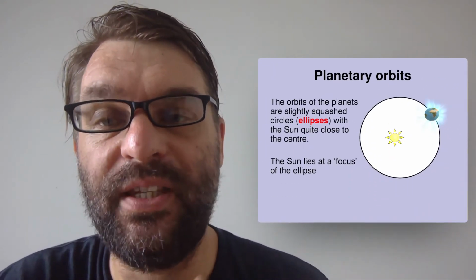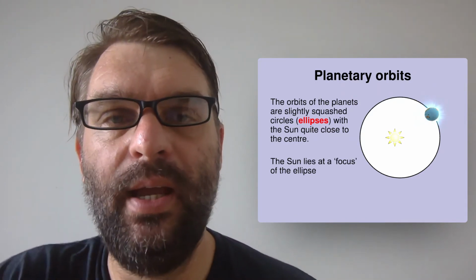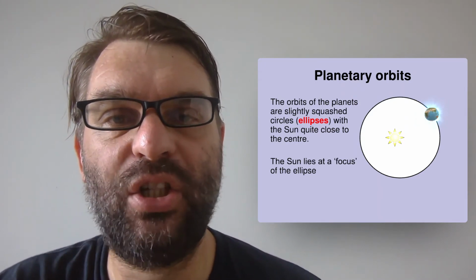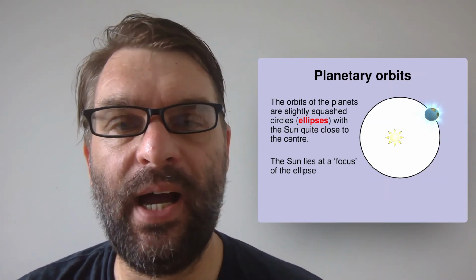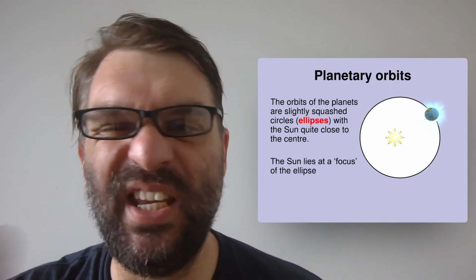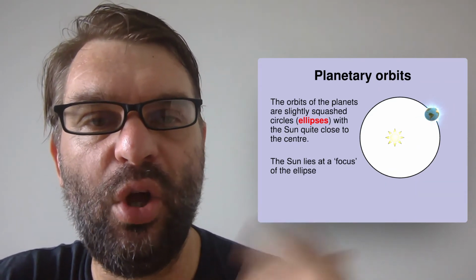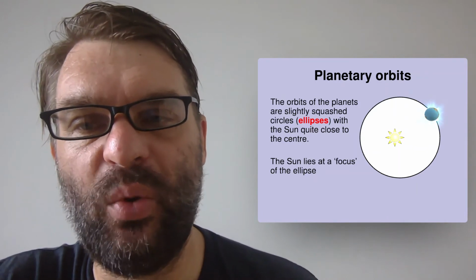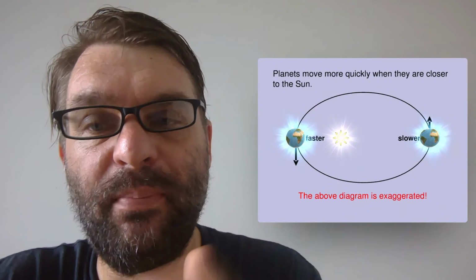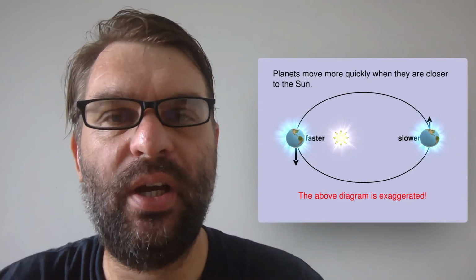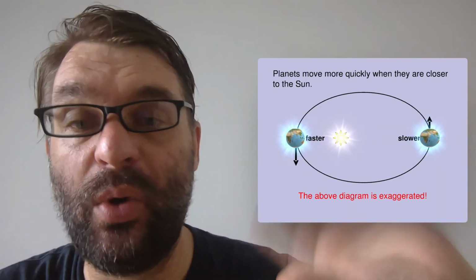And in terms of the differences between, say, orbits of planets and orbits of other celestial bodies, the orbits of planets are slightly squashed circles, which we call an ellipse, with the Sun kind of in the center of that orbit. Okay, so we can see that from the diagram. So the Earth orbits around the Sun, not the other way around. And this means, because of that squished ellipse nature, that planets move more quickly when they are closer to the Sun and slower when they're further away.